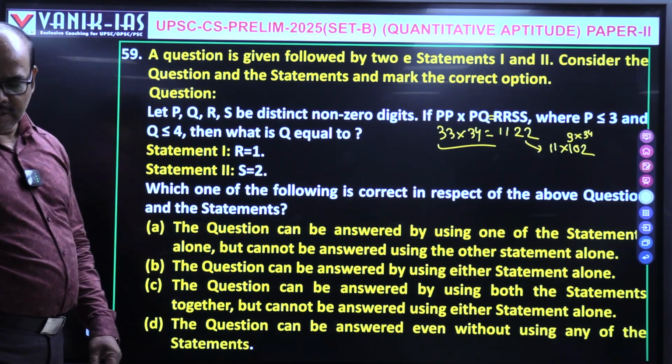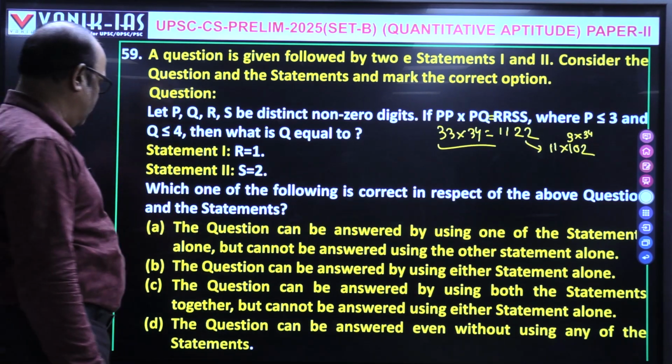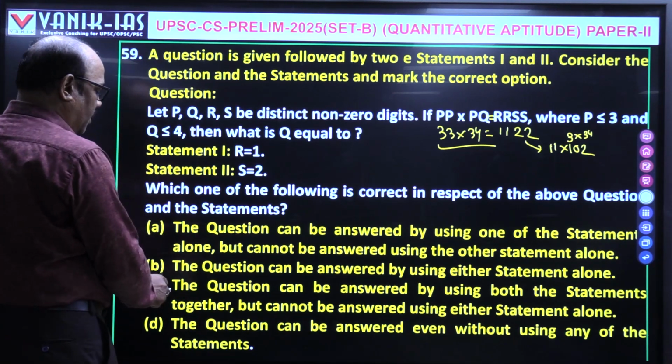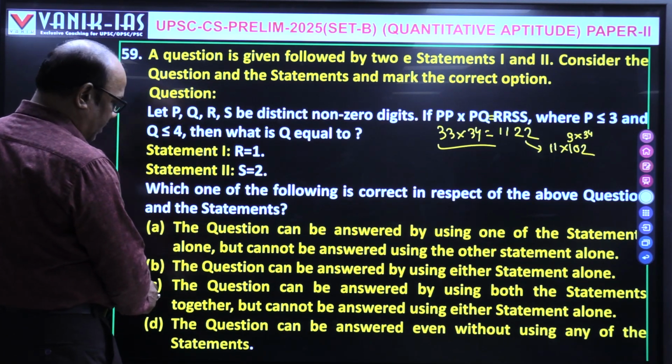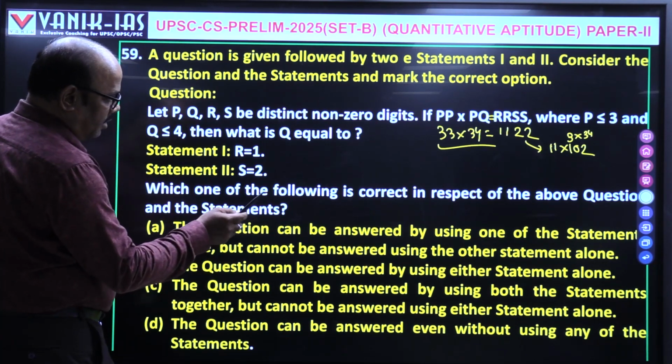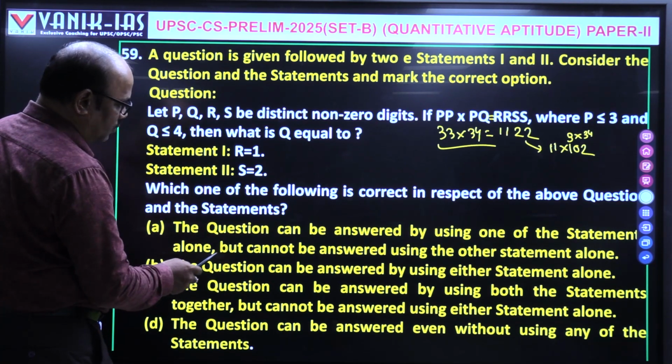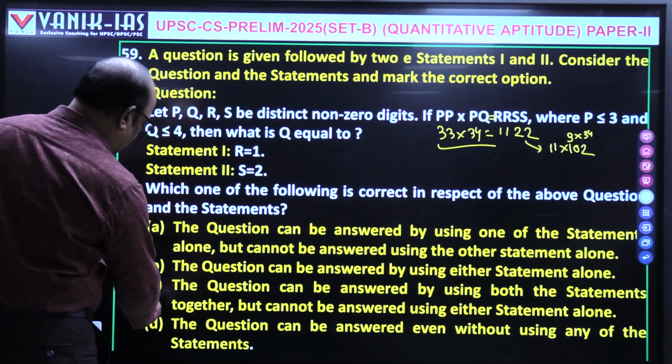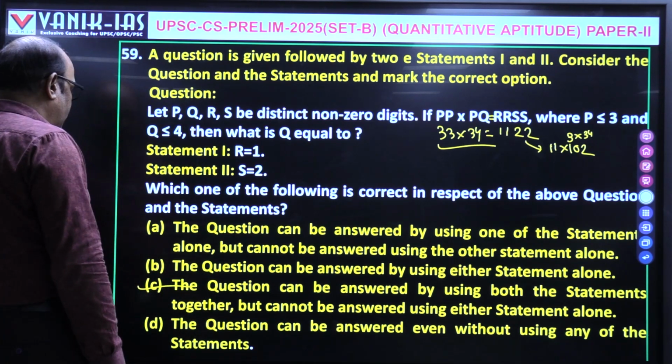That means both statements are required. Otherwise many options are there. So both are required, statement 1 and statement 2 both required in this case. The question can be answered by using both the statements together. Option C is the right answer. Next question.